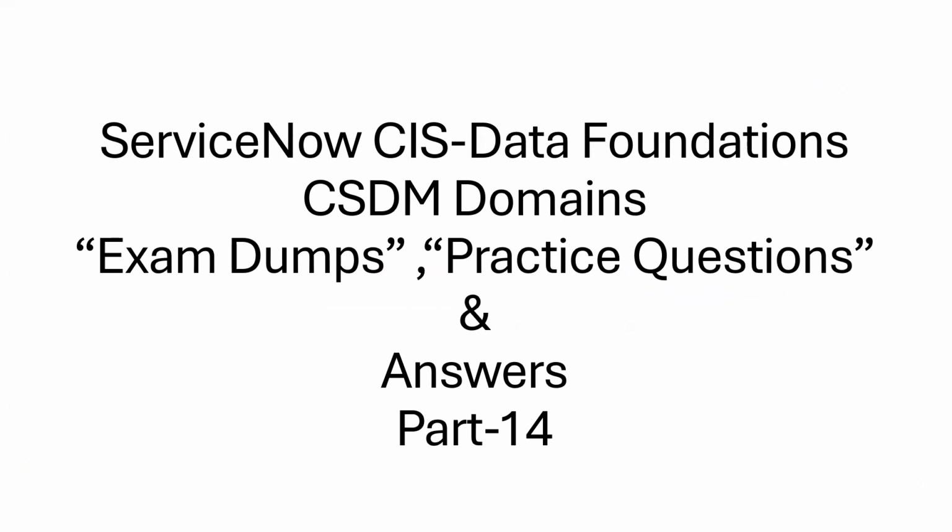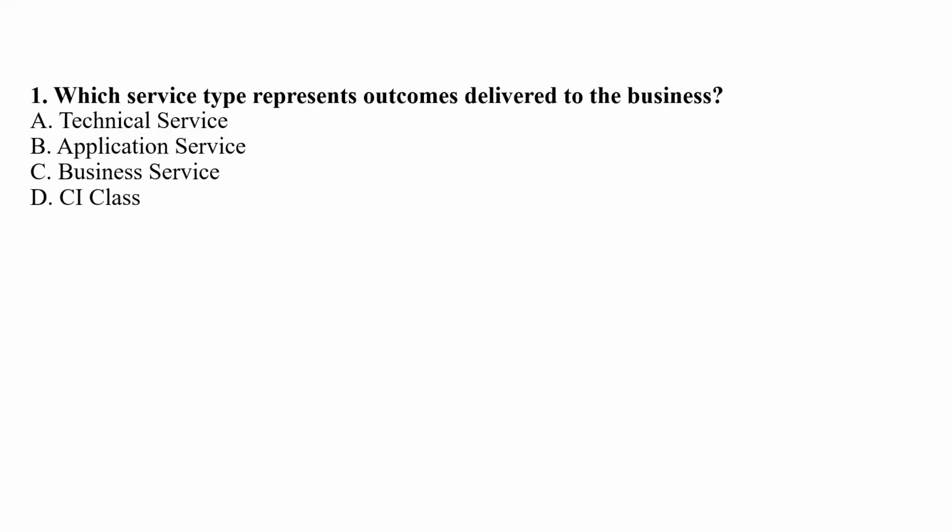Let's start. The first question is, which service type represents outcomes delivered to the business? Option A, technical service. Option B, application service. Option C, business service. Option D, CA class. So the correct answer is option C, business service.